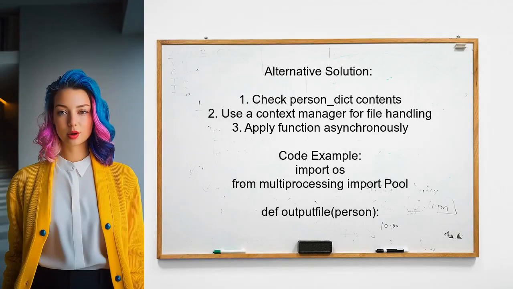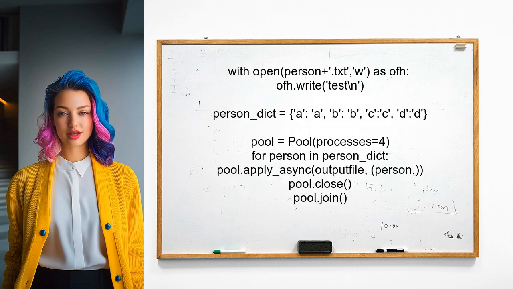An alternative solution suggests checking the contents of your person dict. The user modified the original code and found it worked correctly. They used a context manager to open files, ensuring proper handling. Their code iterates over a simplified person dict and applies the output function asynchronously.